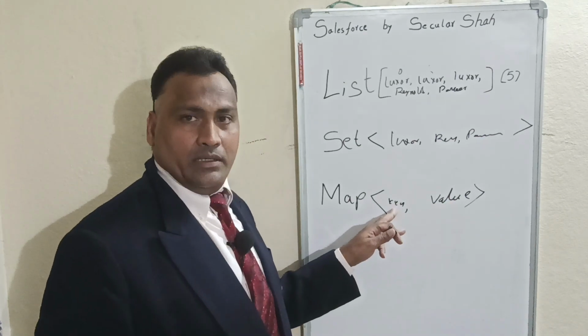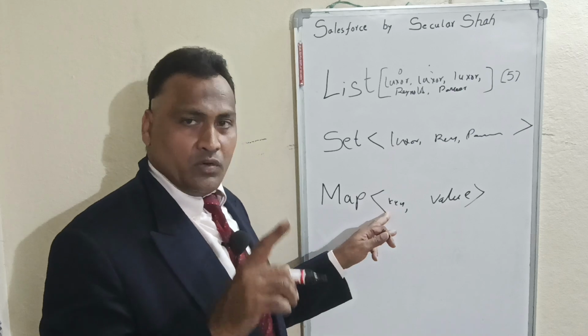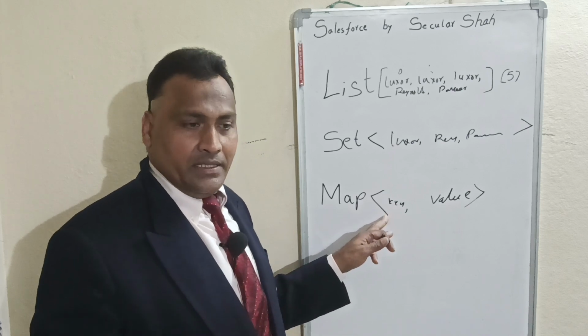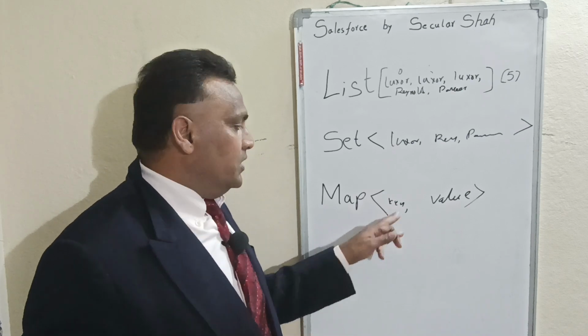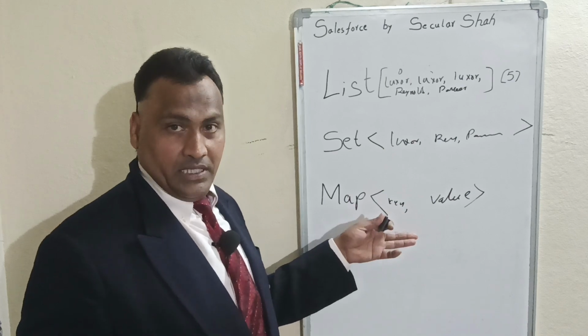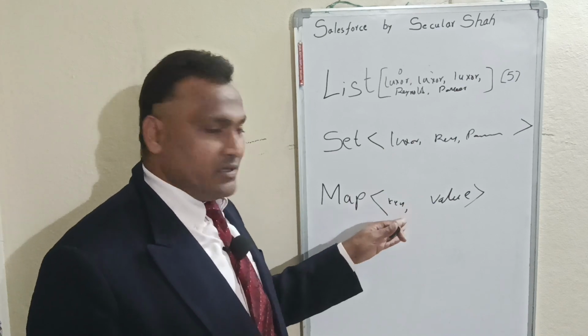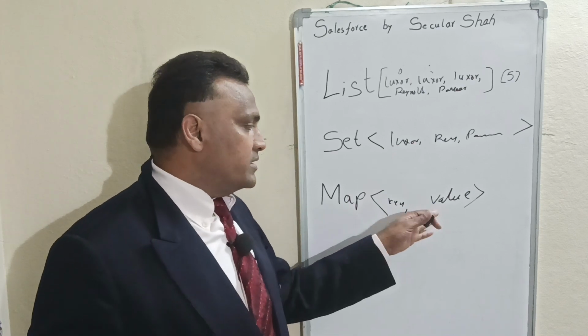Key is a unique one, right? Room number 1, room number 2, room number 3. Desk number 1, desk number 2, desk number 3. Unique. There is no second value. If you are talking about room number 1, you can talk only once. In room number 1, who is staying?